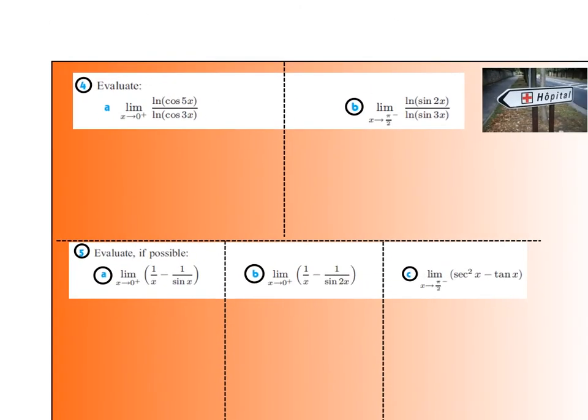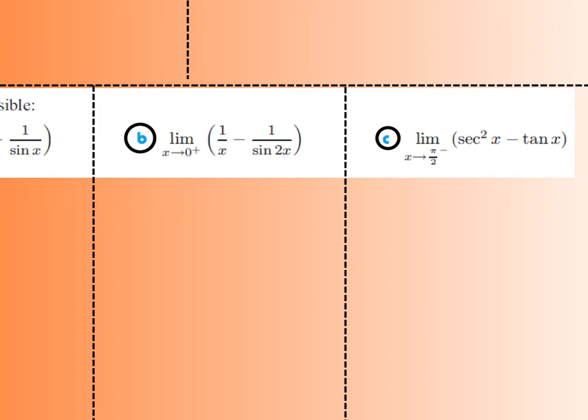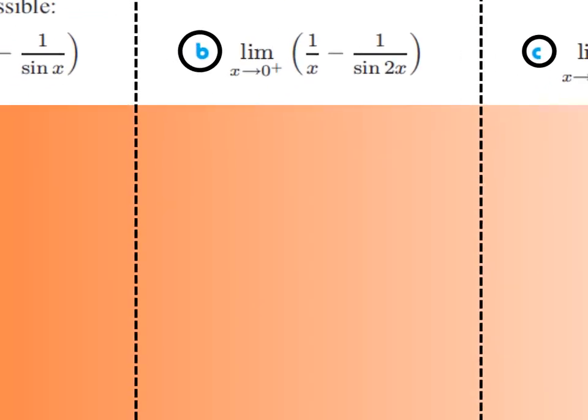Let's do one of these problems from the homework. Okay, so let's look at B here real quick. If I did a direct substitution, that'd be 1 over 0 minus 1 over 0, which is the same as infinity minus infinity. So if I can combine this into one function as a rational function, then I could use L'Hopital's Rule. So let's go ahead and do that.